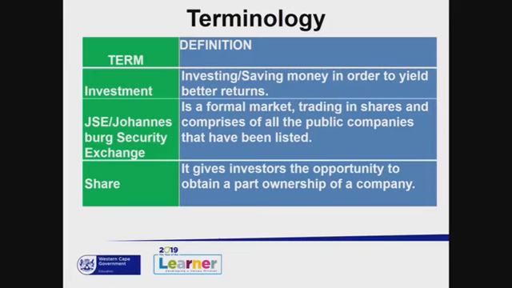Just before we go, I've seen in question papers that sometimes they will give you the business's name, and you must then make the link to the JSE and that it is a public company. And that will deal with forms of ownership, the names of companies and the names of forms of ownership.